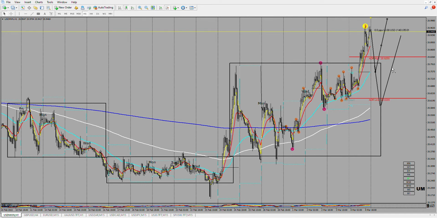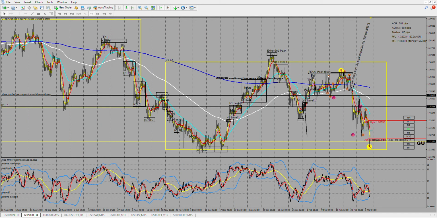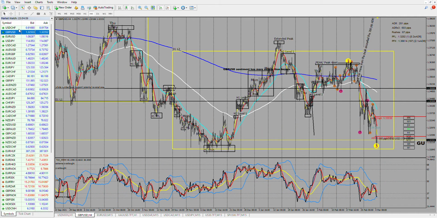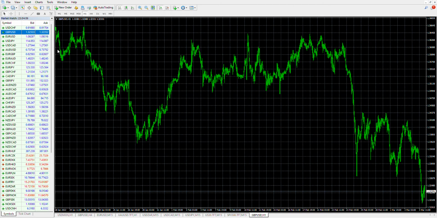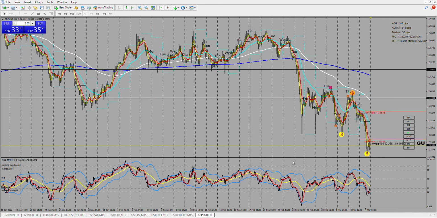entries. Then next, we're going to look for another pair, which is GBP/USD. Oh yeah, this chart is very... let me look for a cleaner chart. All right, H1.